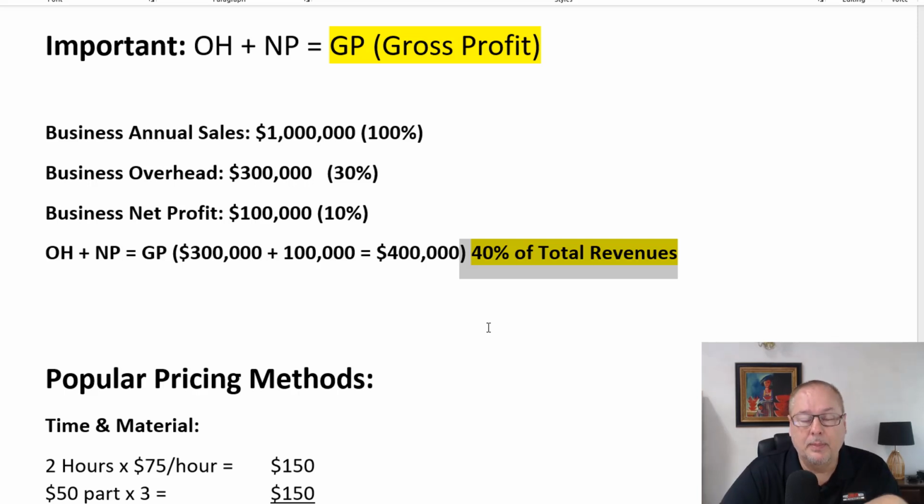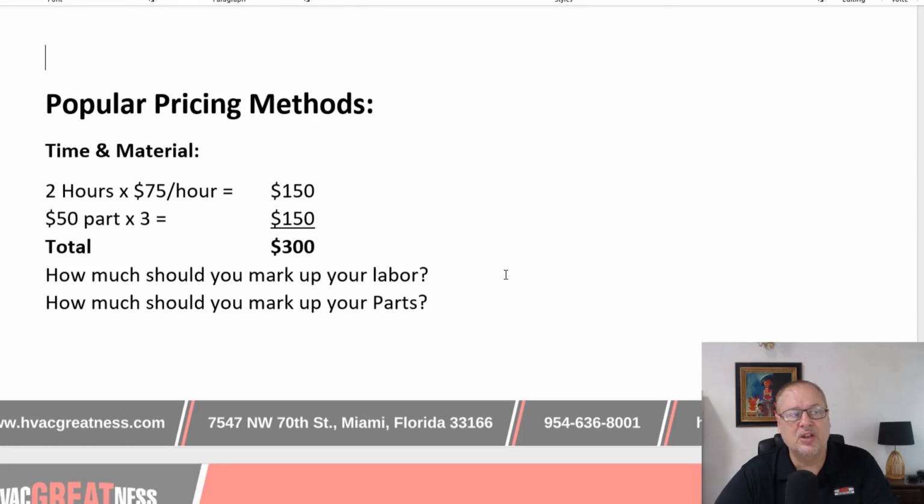Here's the problem: departmentalization. You see, your installation department has a different percentage of overhead than your service does. Service tends to have a lot more overhead, and then your maintenance has a lot less. Okay, and then your accessory sales. Each of these carry a unique overhead dollar amount, and that's why when we use percentages, this is very dangerous.